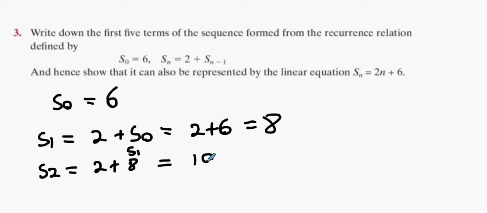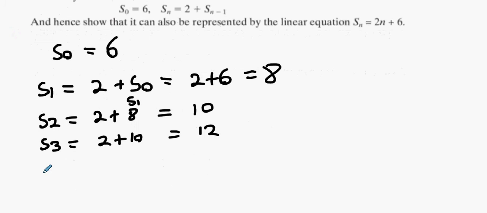10. And so forth. What's S3? 2 plus S2, which is 2 plus 10, which is 12. Is it just going up 2 every time? And S4? 2 plus 12 equals 14. Does everybody get that? It makes a sequence like this.